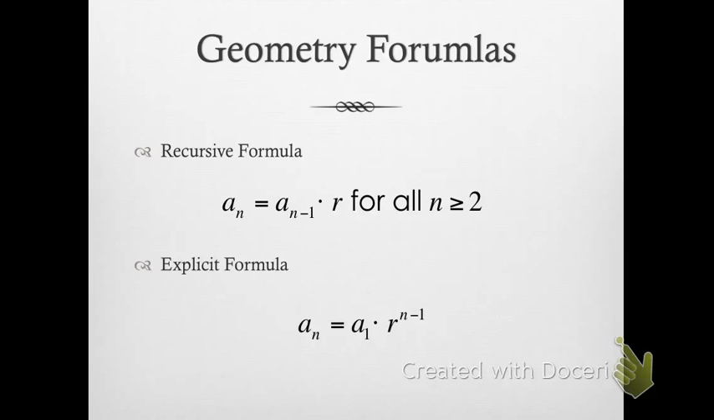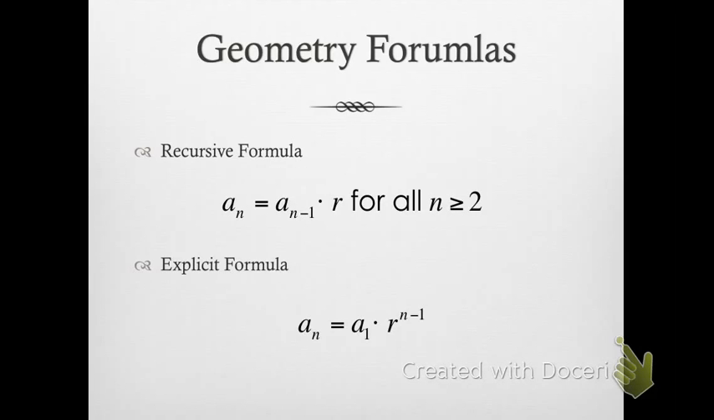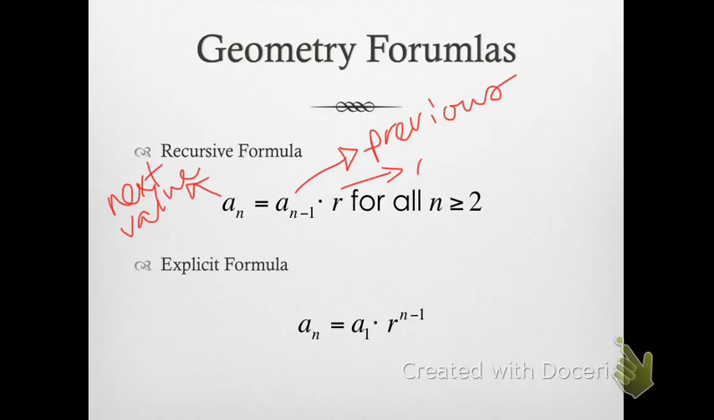So the recursive formula means that to find the next term, or the next value, we take the previous value and multiply it by the common ratio.